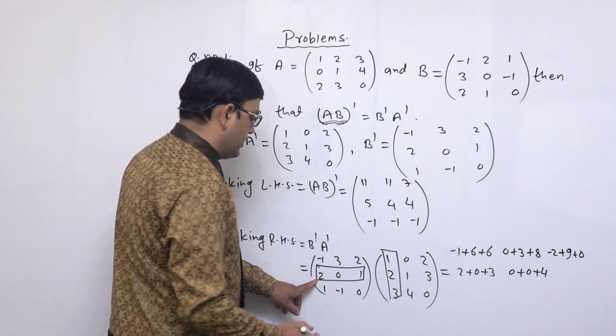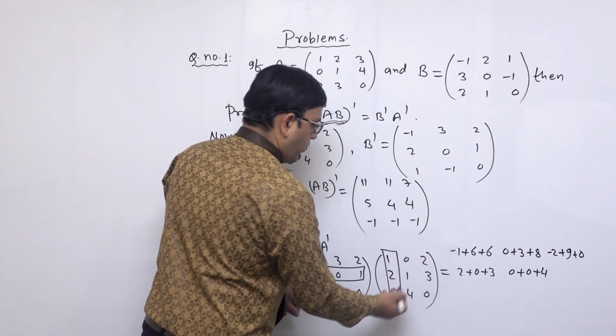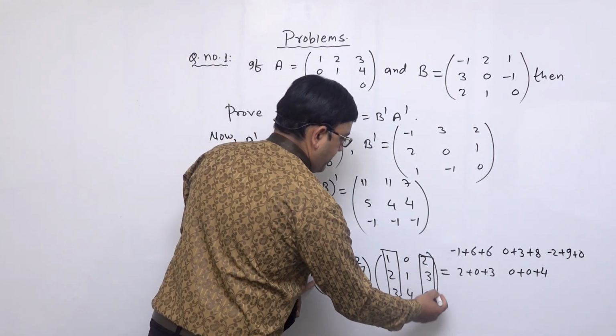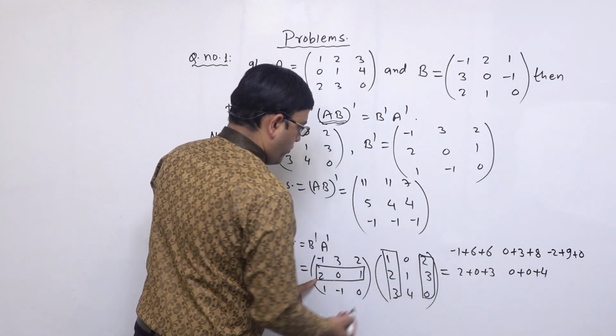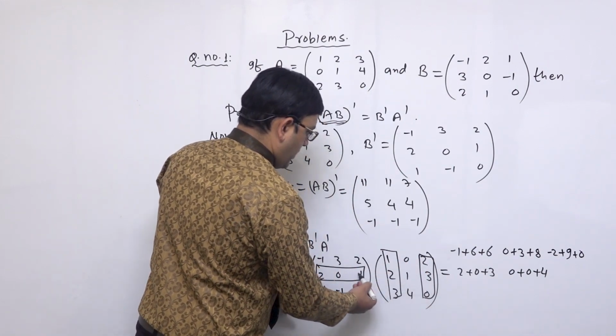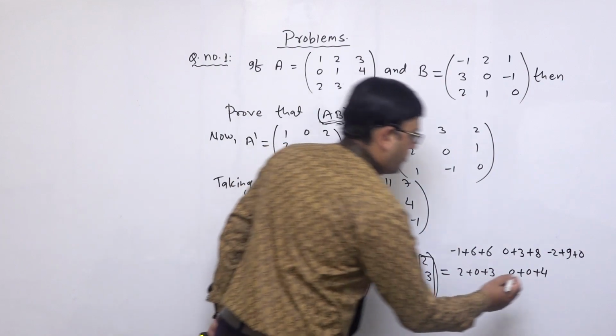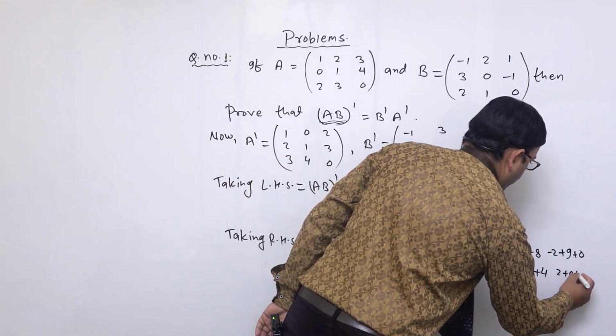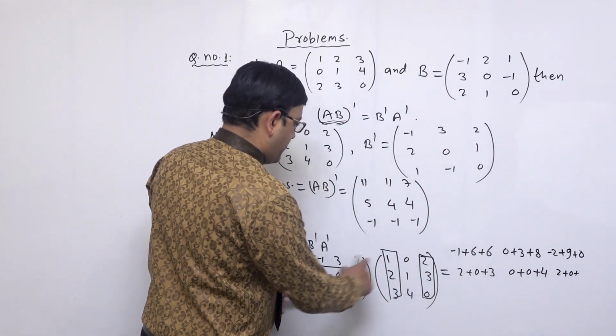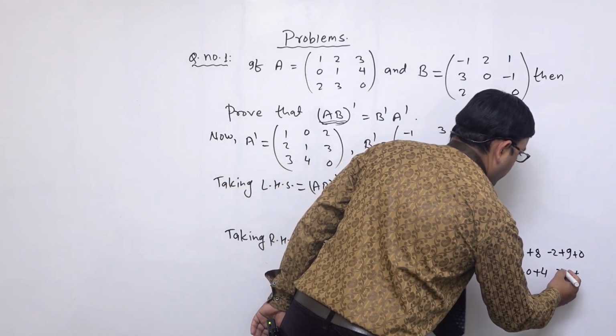Again, this second row multiplies with the third column. This third column is this one. So 2 times 2 is 4, and 0 times 3 is 0, 1 times 0 is also 0. So 4 plus 0 plus 0.